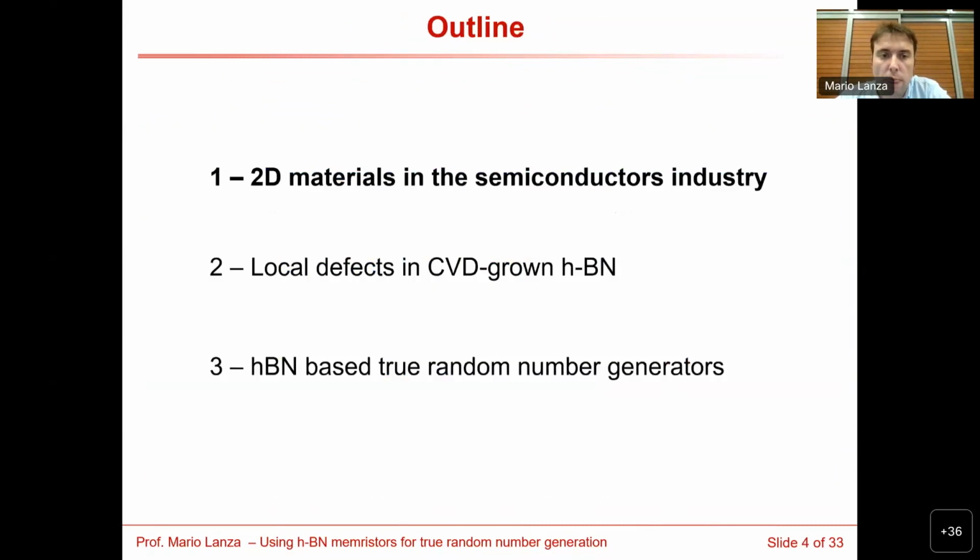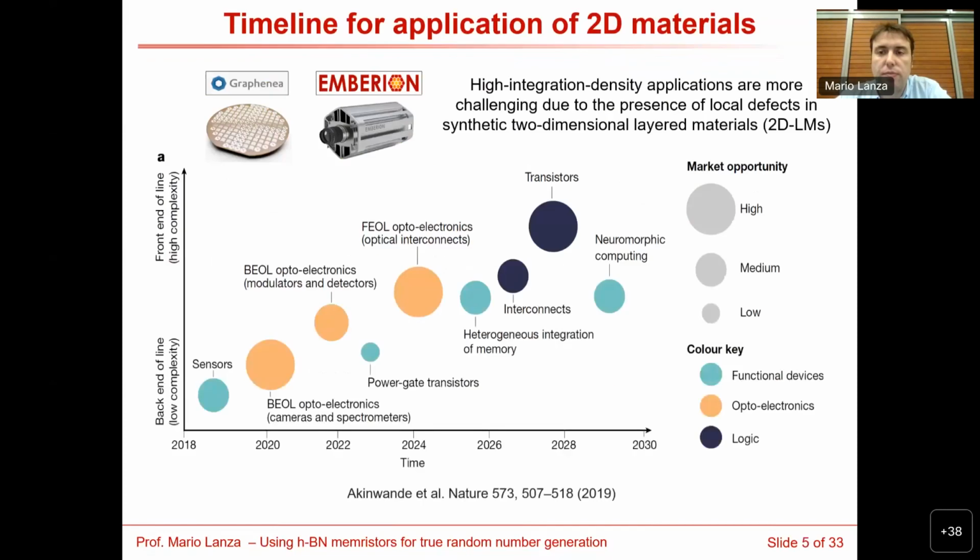to my team. This is the outline of my presentation. First, I will introduce 2D materials in the semiconductor industry. Then I will talk about local defects in chemical vapor deposited hexagonal boron nitride. And finally, I will show you one type of circuits that we are doing with this material.